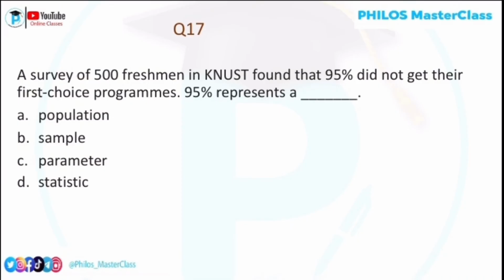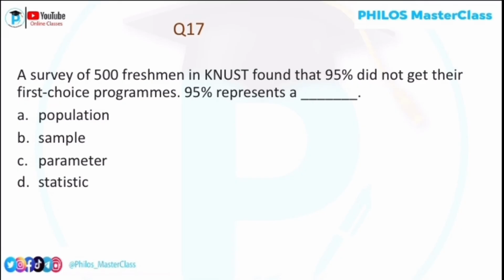And it says, found that 95% did not get their first choice program. The 95% is just characterizing the sample of 500 freshmen in KNUST. It's not characterizing the entire population of freshmen. It's only describing the sample of 500 freshmen. You say that 95% is a statistic. There's no S at the end. Please, not statistics, but statistic.